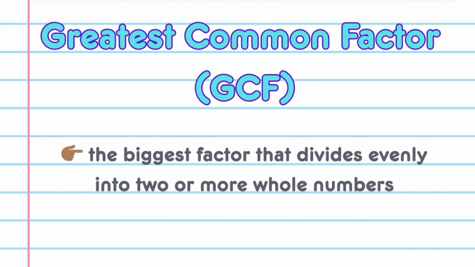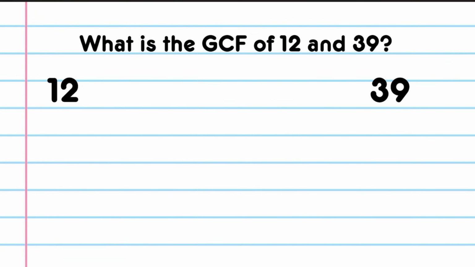So let's look at our first example. For my first example, it's asking what is the GCF of 12 and 39? Well, I need to list the factors of 12, list the factors of 39, and see where the overlap is. Starting with 12, I'm going to list the factors, starting with the first factor of 1. Always start in order. It helps you remember and stay focused on the factors that you've used already.